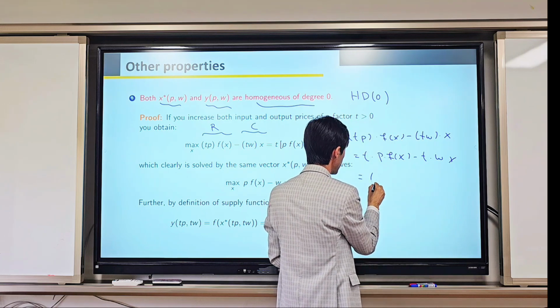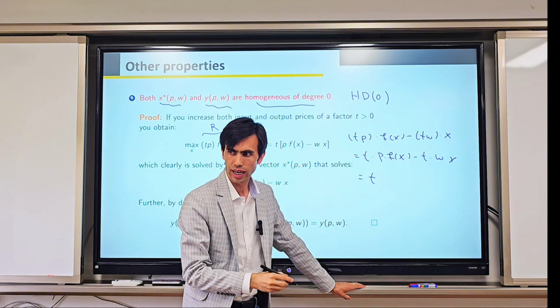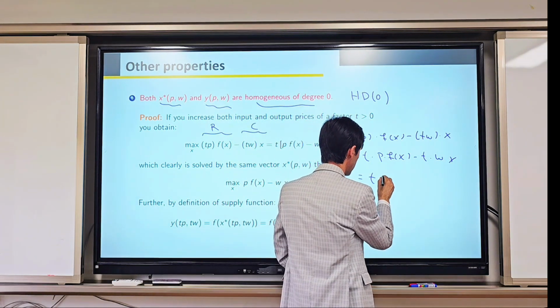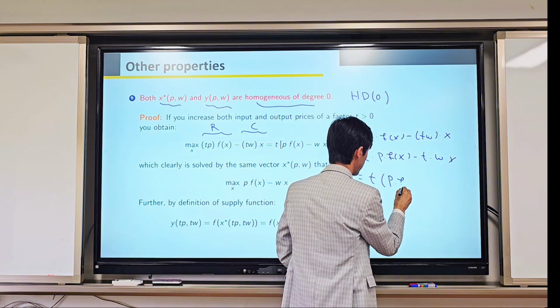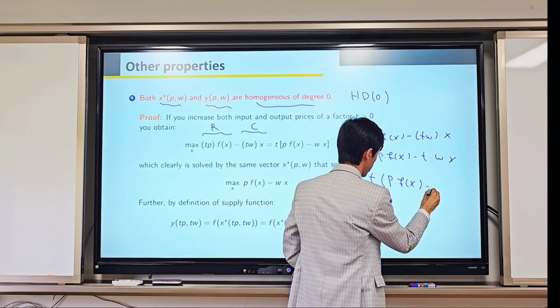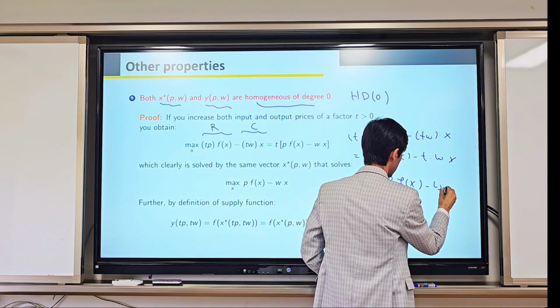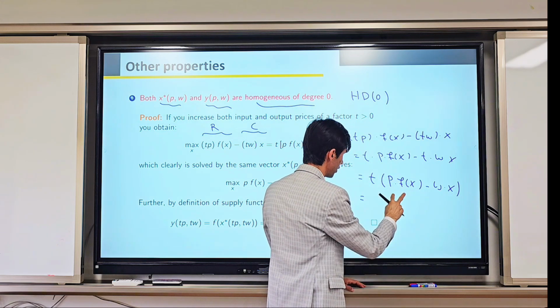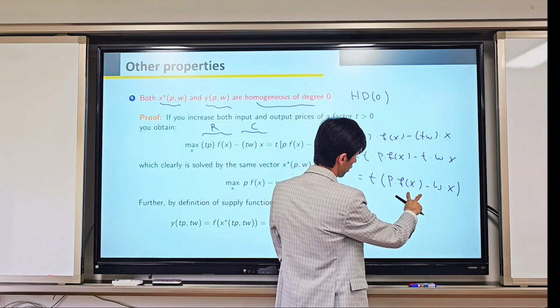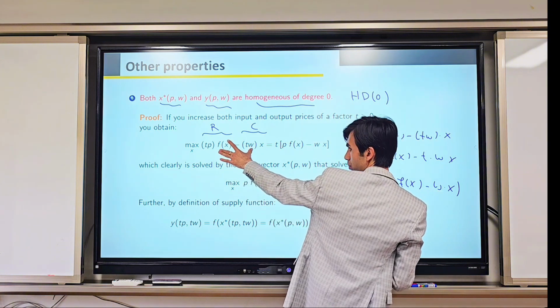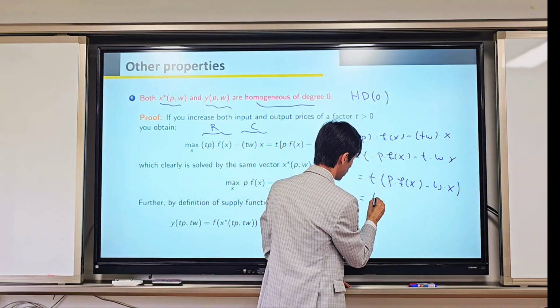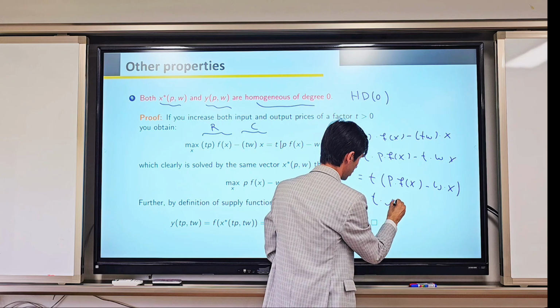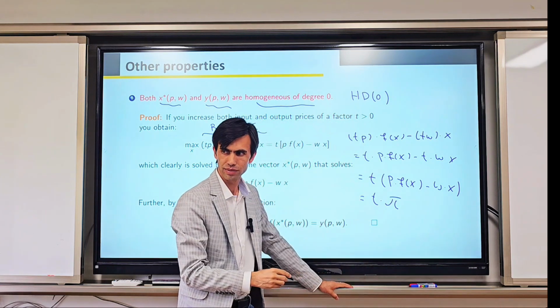And we have t as a common factor, then t multiplied by Pf(x) minus Wx. And we know that P multiplied by f(x) minus Wx is this profit function. Then it is t multiplied by pi, or profit.